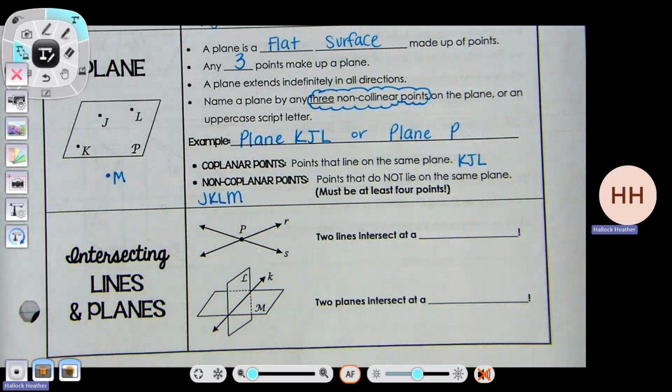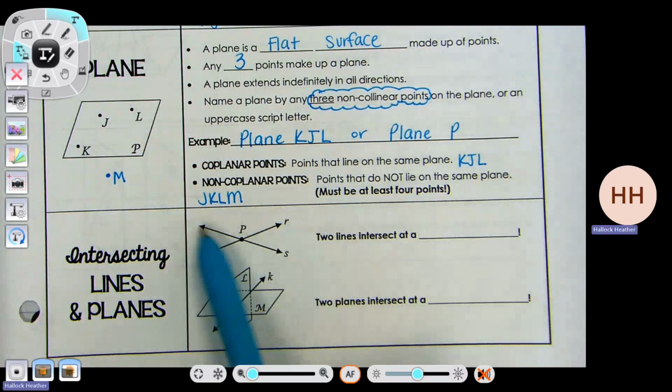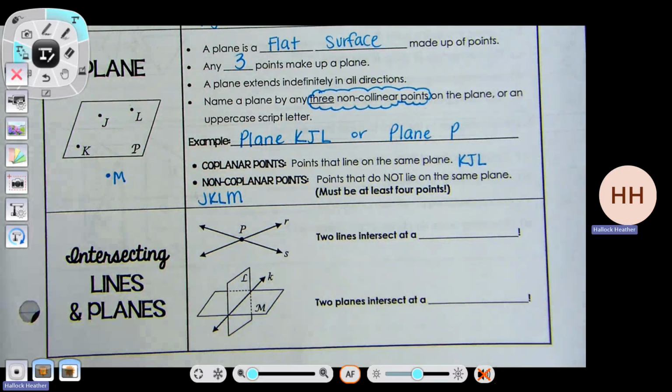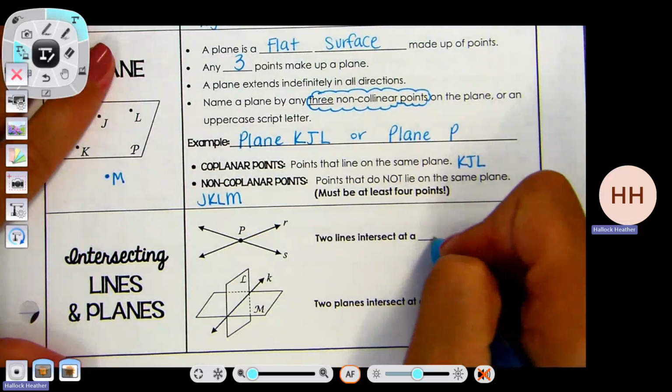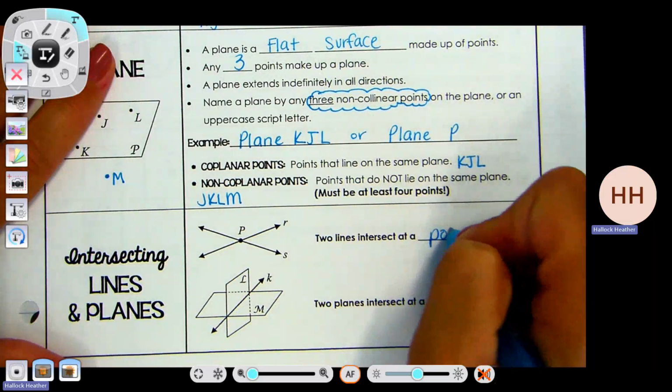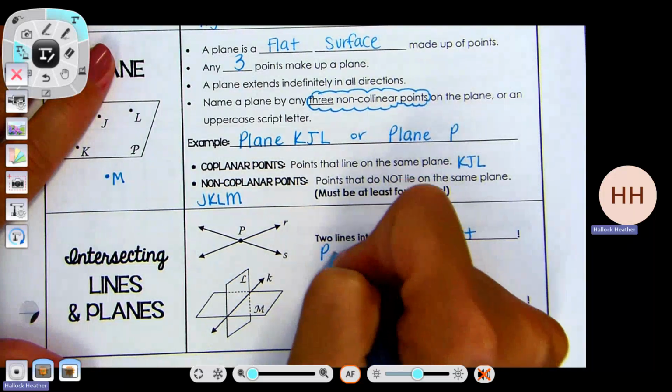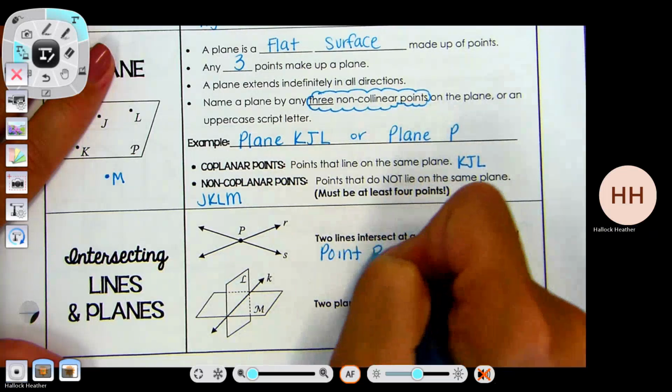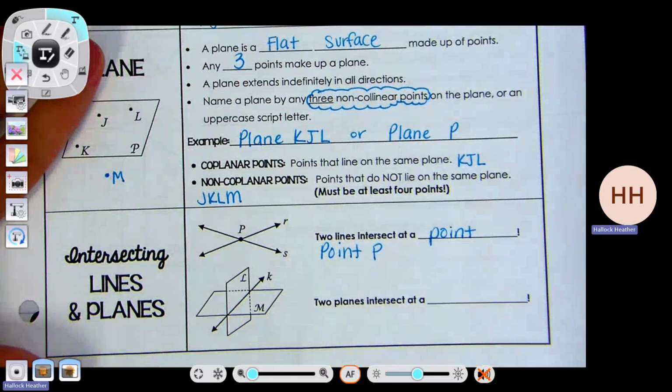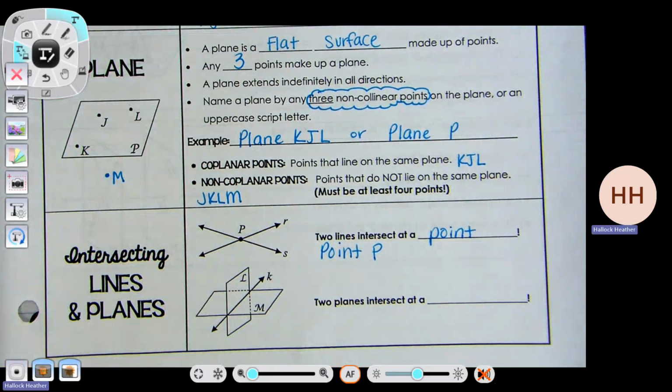Okay. And the last 2 things are intersecting lines and planes. So it says 2 lines intersect at a something. When 2 lines intersect, what did you say? A point. Good job. So when 2 lines intersect, it creates technically a point. So this answer would be point P because that's where they cross, which is easy to tell. You have a one-dimensional, 2 lines make a point.